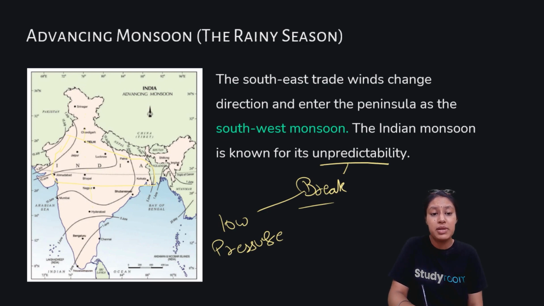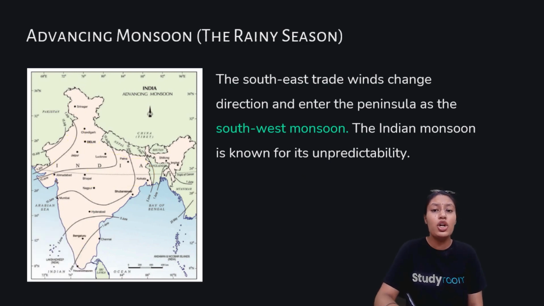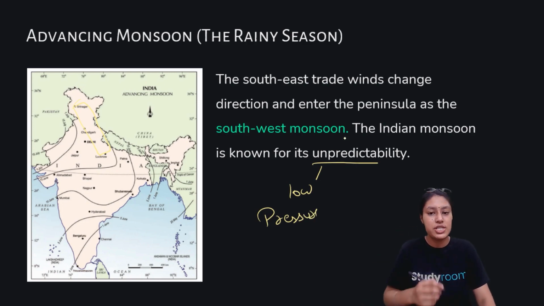Sometimes it goes up, sometimes it goes down. So whenever this low pressure belt reaches the northern mountainous region, meaning the Himalayas, the plains do not experience the monsoon. Whenever this low pressure belt moves downwards due to the rotation, we experience the monsoon. So again, the only reason for unpredictability is the low pressure, which keeps on changing.